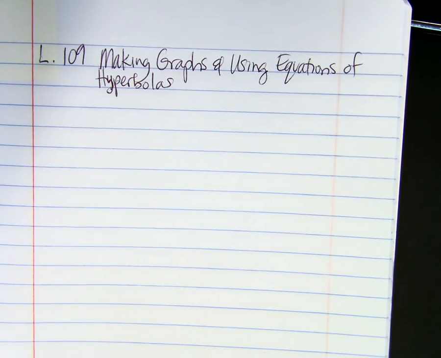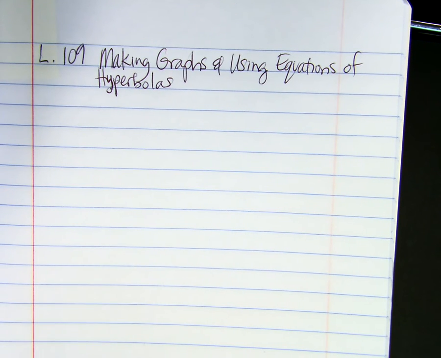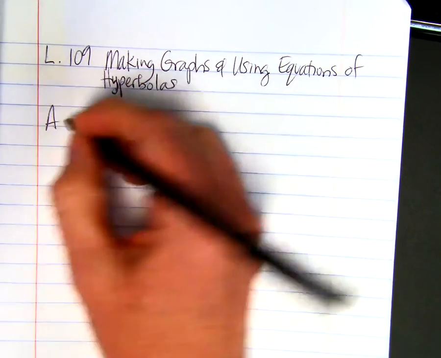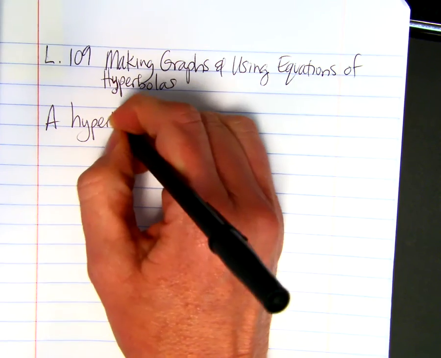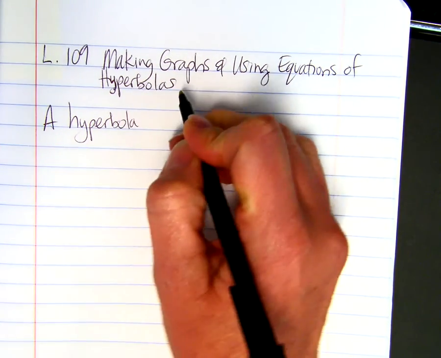Okay, the definition of a hyperbola is that it's the set of all points P in a plane such that the difference of the distances from P, which are your set of points, to two fixed points called the foci is a constant. And we will draw a picture of it and show you.